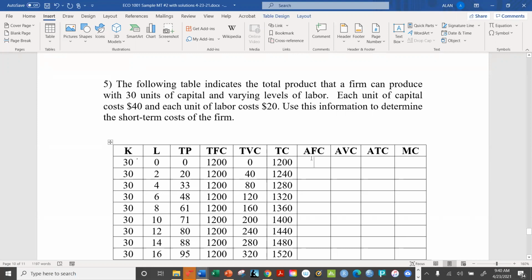Now, these, in each case, I'm taking the corresponding total and dividing by the output. Here, everything is undefined because otherwise we're dividing by 0. So here, for example, I've got 1,200 divided by 20 because our total product is 20. 1,200 over 20 is $60.